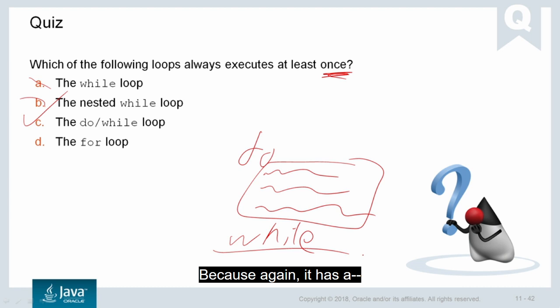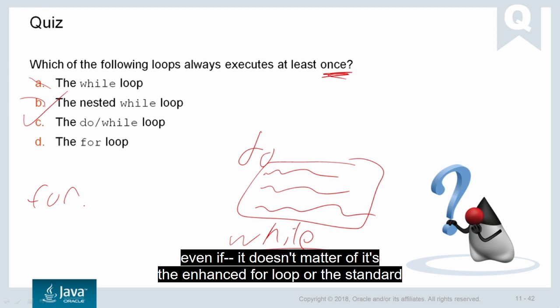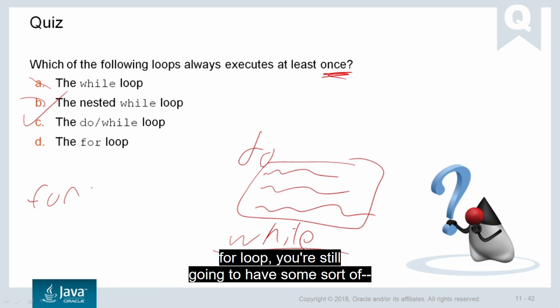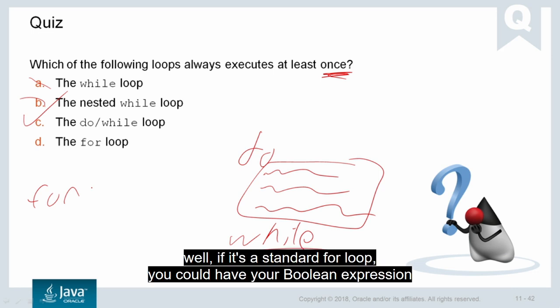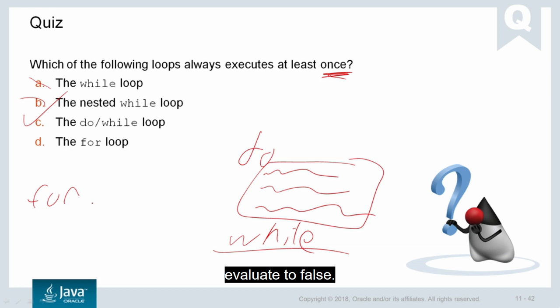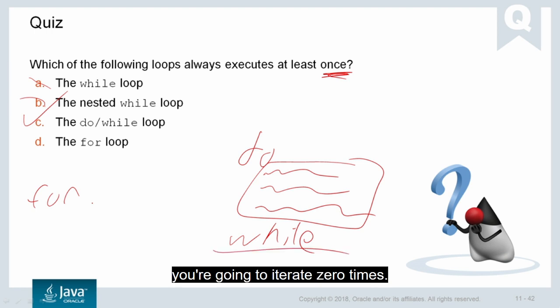No, because again, it doesn't matter if it's the enhanced for loop or the standard for loop. If it's a standard for loop, you could have your Boolean expression evaluate to false. If it's the enhanced for loop and you have an empty array, you're going to iterate 0 times. So that couldn't be correct.